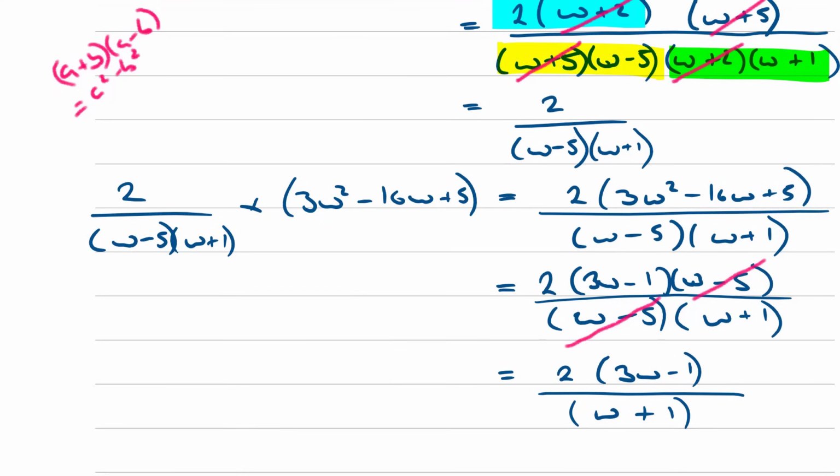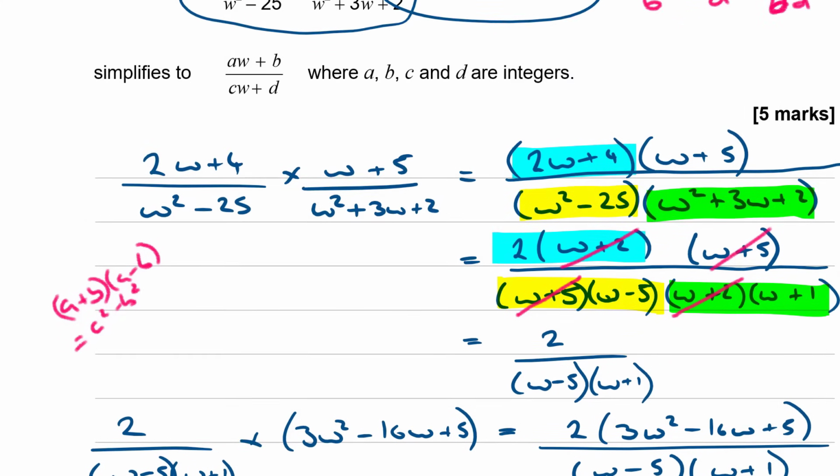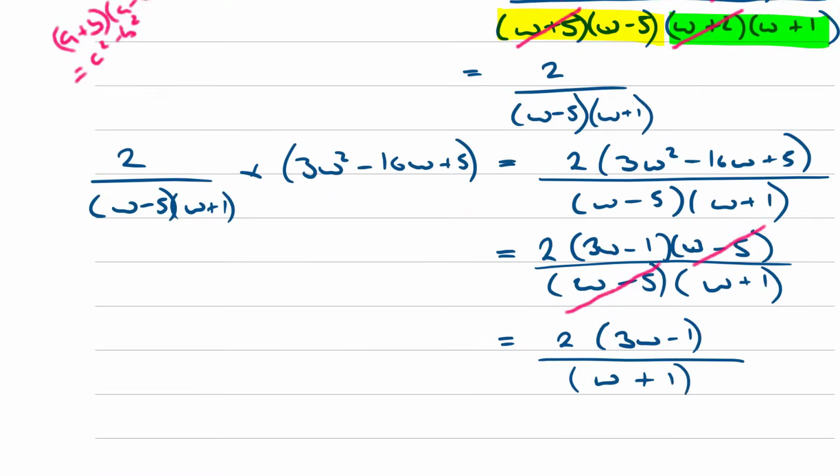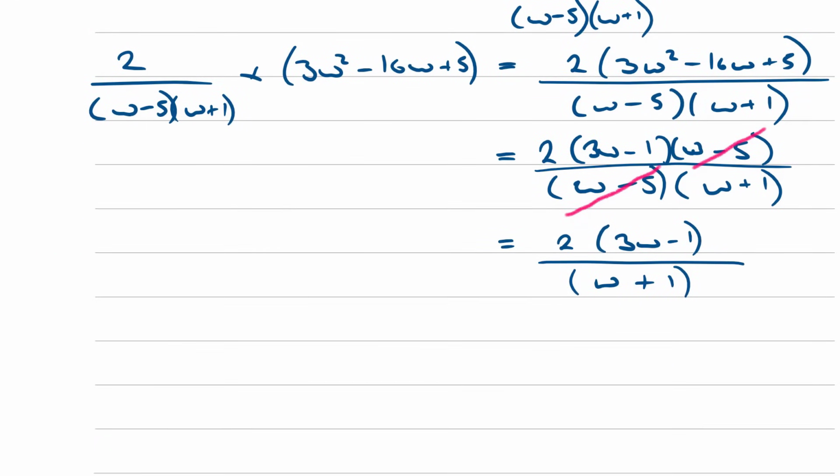Now, is that of the right form? Let's have a look back. Show that it simplifies to aw plus b over cw plus d. We're almost there. I think what it wants, to make it into that form, is for me to multiply out the top part. Seems a bit counterintuitive, but let's do it. 6w minus 2 divided by w plus 1. Now that seems to be in the form required.